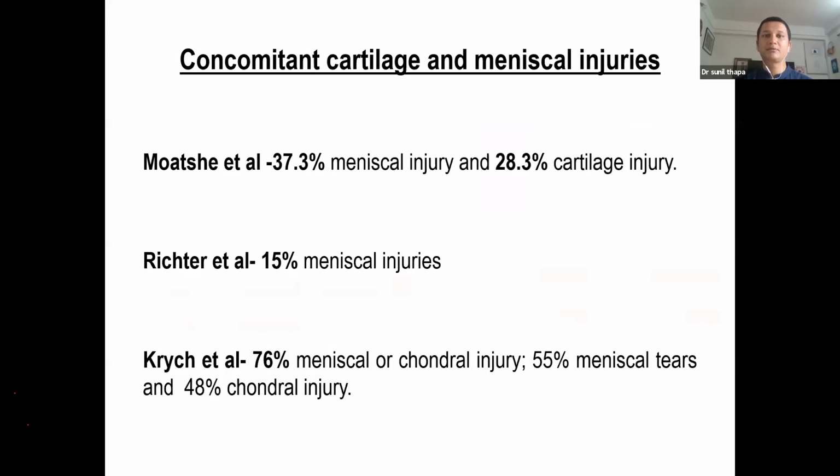Not only are the ligaments torn, there can be fracture and injury to the vessels and nerves, and there is concomitant cartilage and meniscal injury associated with knee dislocation, which predicts the future functional outcome and the possibility of the knee developing osteoarthritis after dislocation. Motsa said that up to 37.3% of knee dislocations have a meniscal injury and 28.3% a cartilage injury. Ritter said the incidence is slightly less, just 15%, but another study says the incidence is as high as 76% for combined meniscal and chondral injury. So these should be taken care of, and injury to the cartilage and meniscus should also be addressed while managing knee dislocation for a better outcome.